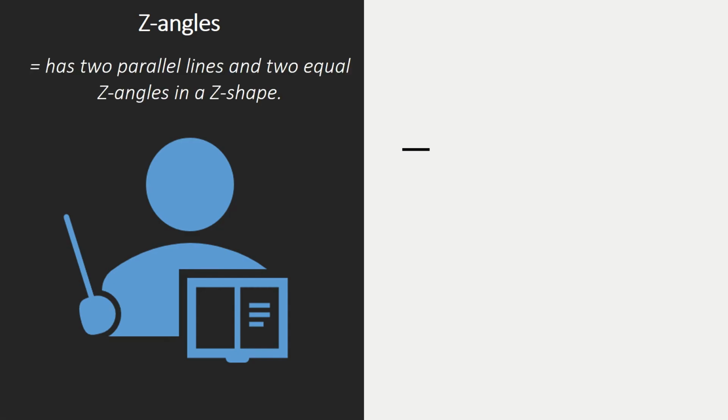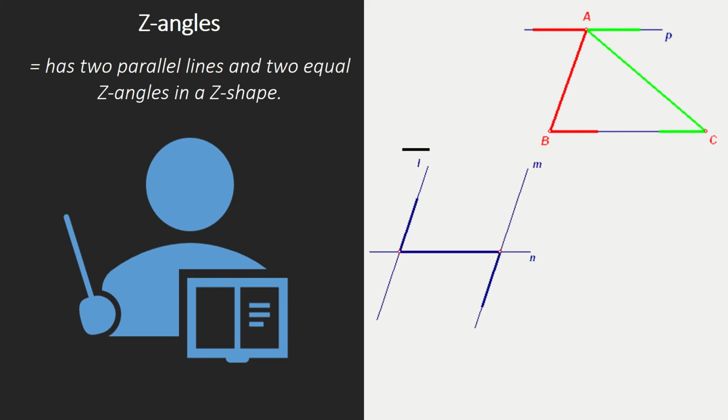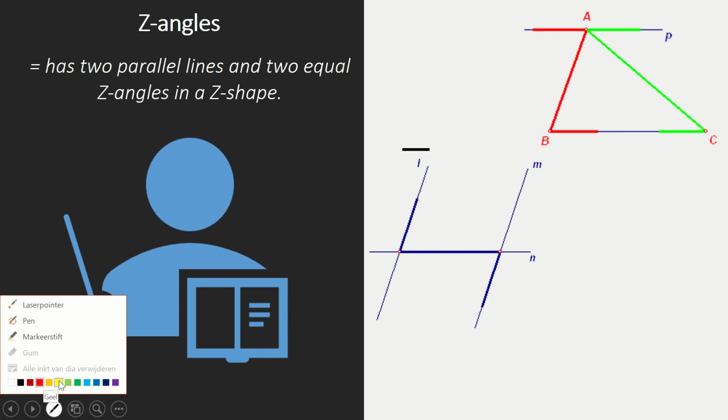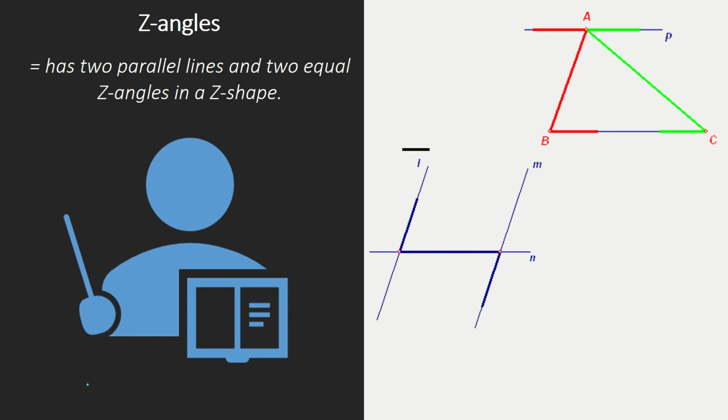Z angles are angles that look like a Z. So if we have a look at this triangle with a line P, the red line makes a Z. And the green line makes a Z the other way around. If we have a look at those three lines, then the blue line makes a Z, and the light blue line makes a Z as well.